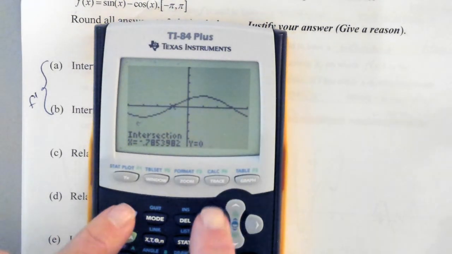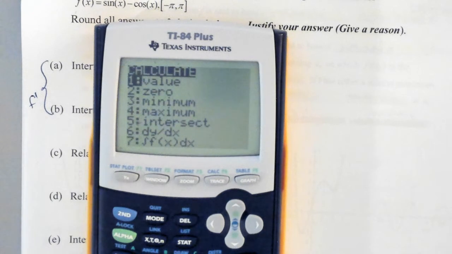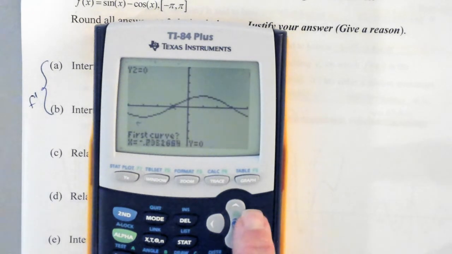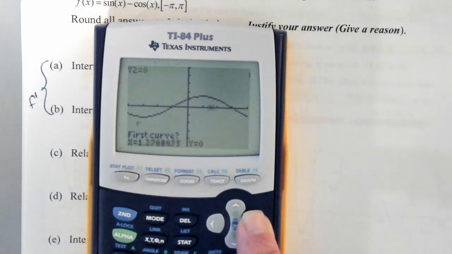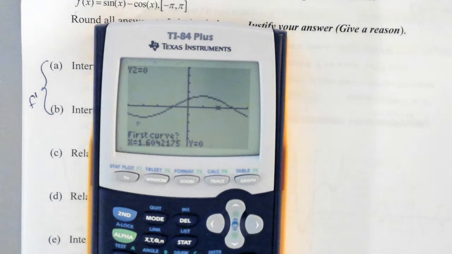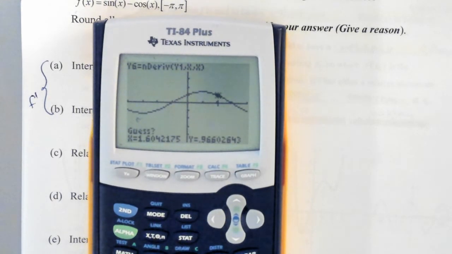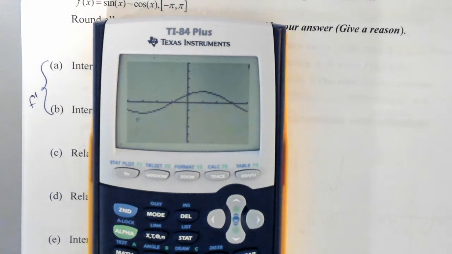So we're going to go back into second trace, option 5. Okay, is this the first curve? I'm going to use my right arrow key. I want to get close to that point. Okay, so now I'm sitting on that first curve, right? Just press enter. It jumps to the other curve. Is that where I want to be? Enter. And then the last, am I close to that point? I could get closer if I wanted. Enter. Okay, is this a BOGO? I get 2 for 1? Yes.